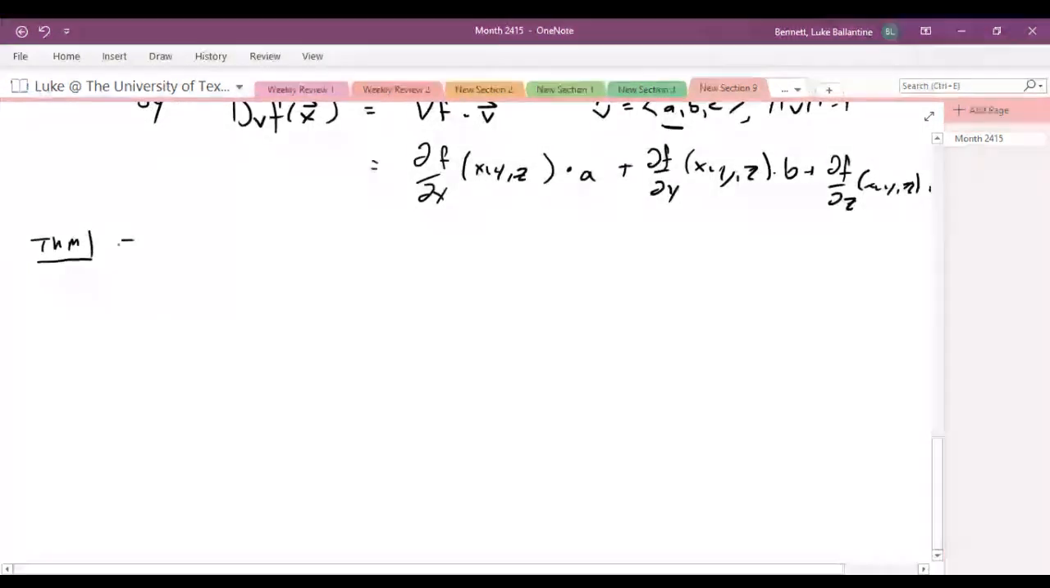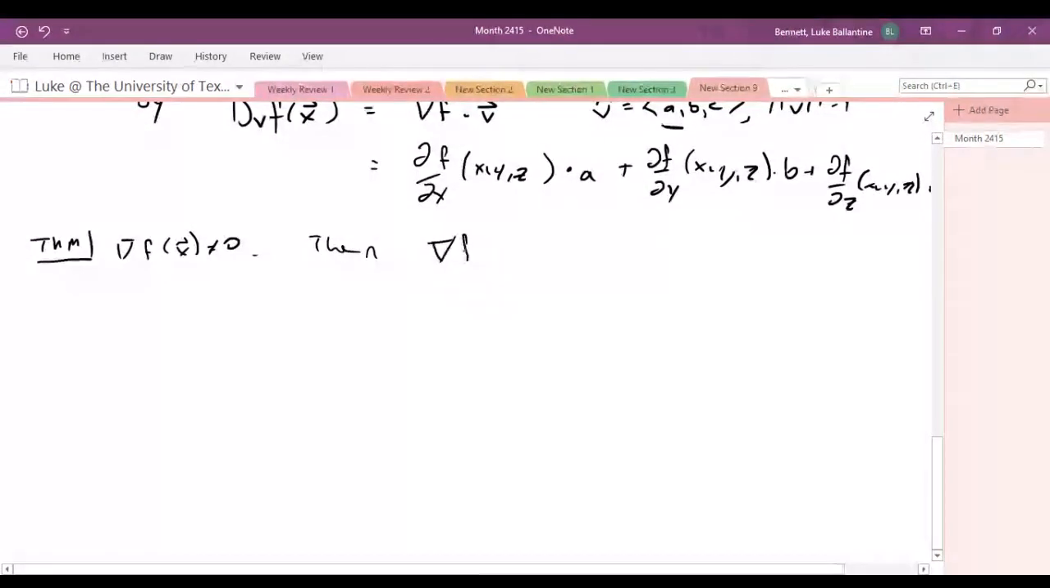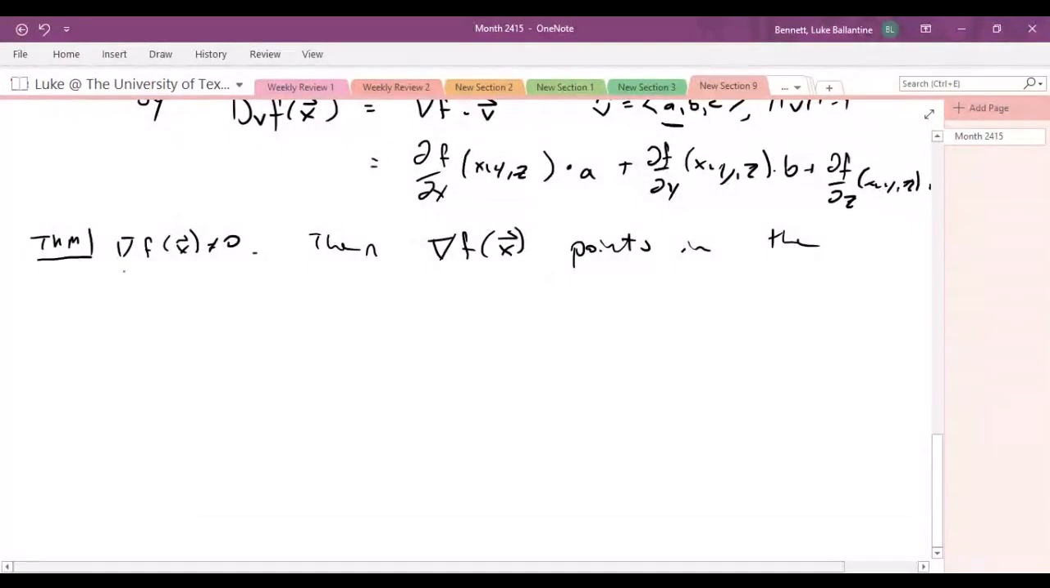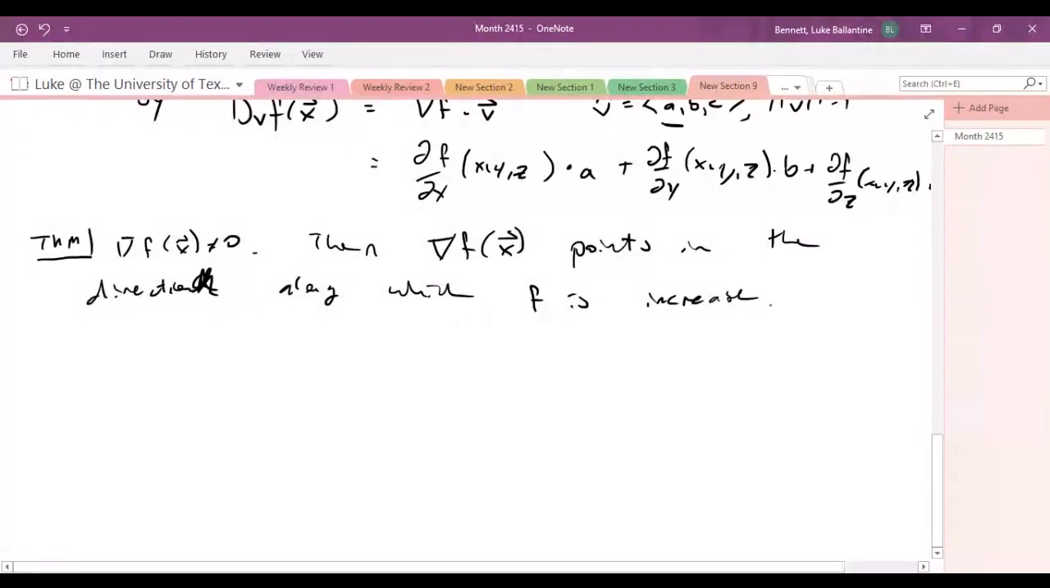So now we have another theorem. Suppose del f of x does not equal 0. Then the gradient of f at x points in the direction along which f is increasing the fastest. So the gradient of f points in the direction along which f is increasing the fastest. And I'm going to provide an explanation for this.